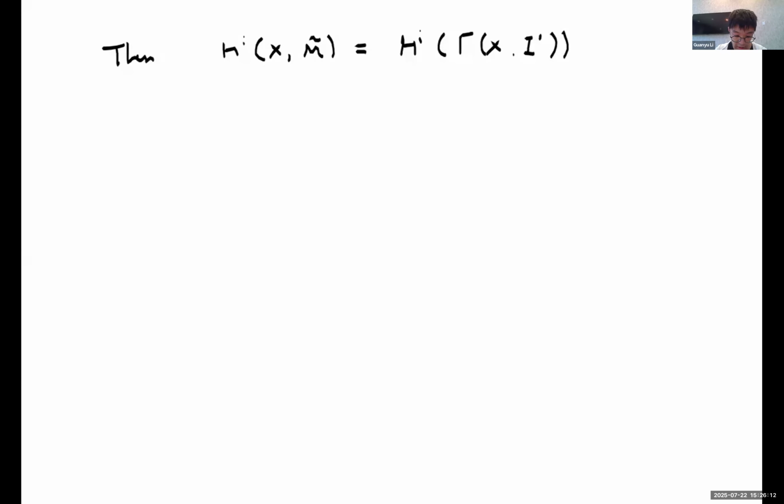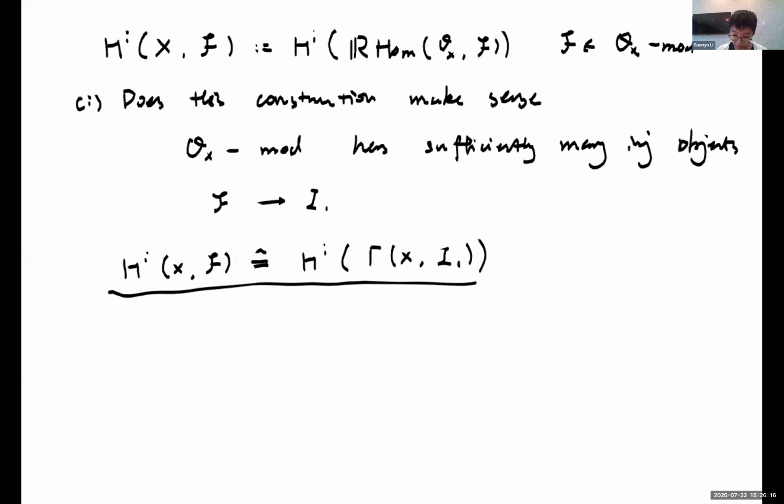Did I make something wrong? Yes, I just noticed this. Sorry about that. This should be cochain complexes. Everything should be cochain complexes. Did I do it correctly? Okay.